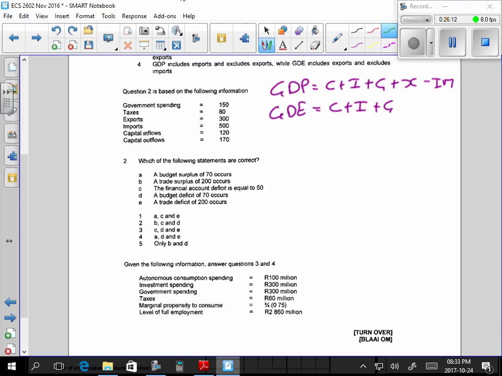Right. So in this case, there will be a financial account deficit equal to 50. Why? Because we've got a capital outflow of 170, capital inflow of 120. 120 minus 170 is minus 50, a deficit. Budget deficit of 70. Government spending is 150. Taxation is only 80. Negative 70. Trade deficit of 200. We're importing 500, exporting 300. 300 minus 500 is minus 200, a deficit.